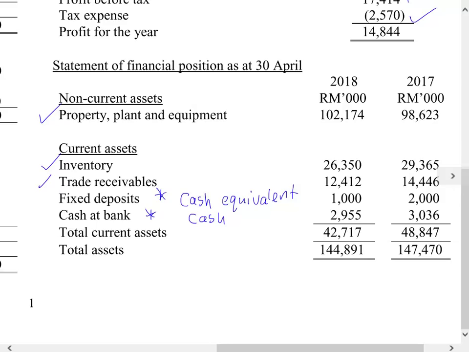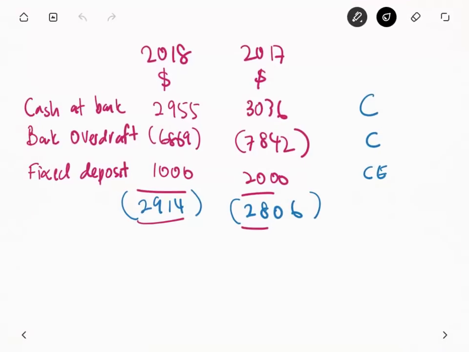If I place a 1 year fixed deposit, can I withdraw next month, next 2 months? Can. I will lose the interest. I can withdraw anytime. So that's why fixed deposit is similar to cash. Can withdraw anytime, liquidity very high. But it's not cash, we call it cash equivalent. So we combine all these three together: cash at bank, bank overdraft, fixed deposit. One is cash, cash, cash equivalent.